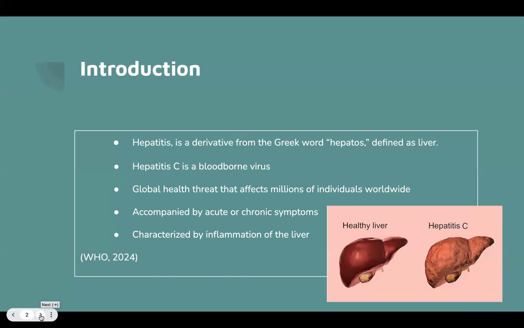Hepatitis C is also accompanied by acute or chronic symptoms. It is characterized by inflammation of the liver. In this image, you can see a comparison of the healthy liver and the hepatitis C liver. The longer the symptoms occur, the more damage there is to the liver. You can see that there's scarring in comparison to a healthy liver.